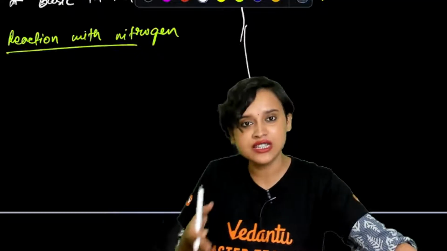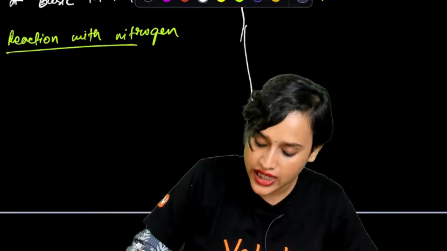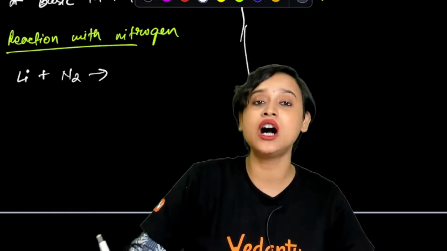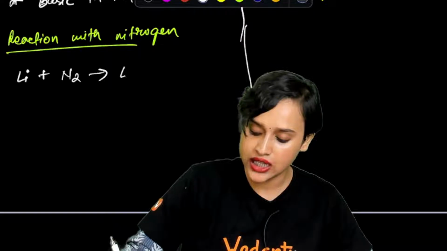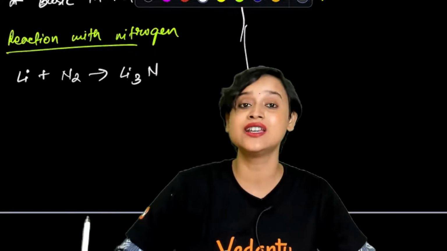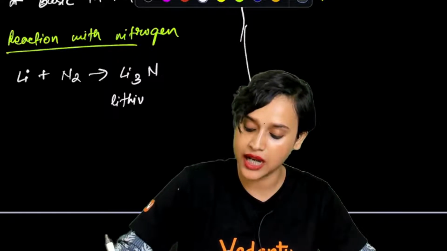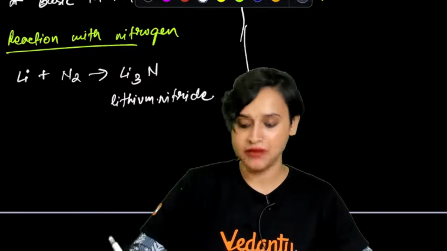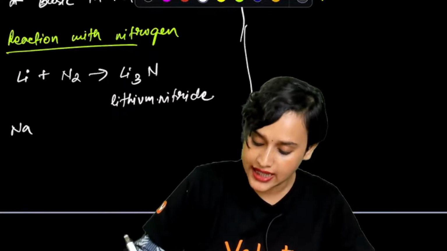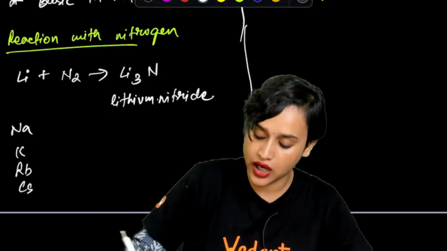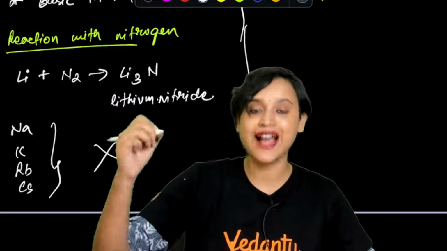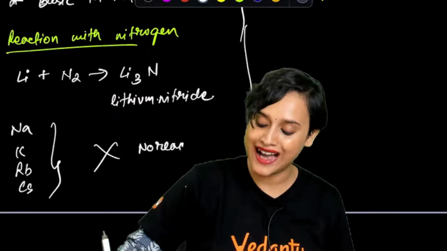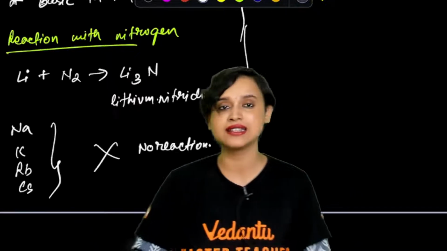And you will actually get to see this anomalous behavior right here, because you notice that it's only lithium which reacts with nitrogen and gives you a nitride. It gives you Li3N, which is nothing but lithium nitride. But the rest of the elements, sodium, potassium, rubidium, cesium, do not react with nitrogen. There will be no reaction. Is this clear, everybody?